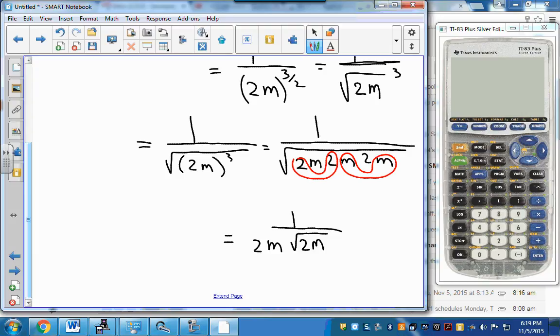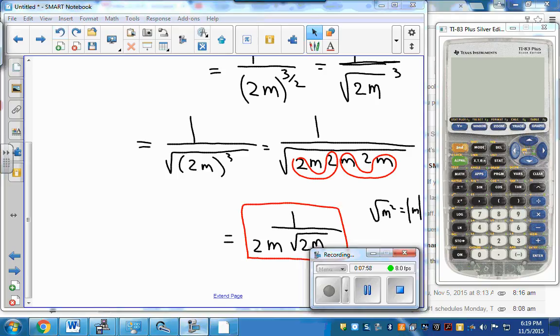Now you may be a little concerned that the square root of m squared is supposed to be the absolute value of m. But if you read the directions, it does say assume the variables are positive. So if I put the absolute value here, I can immediately take those away because I know that m is a positive number. So this is a good way to write the final answer. Let me pause this and see what the author has in the back for his solution.